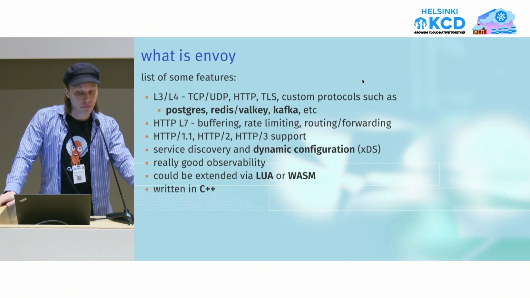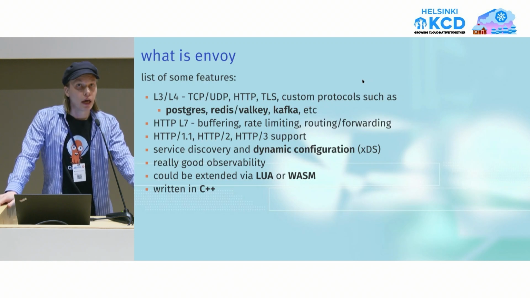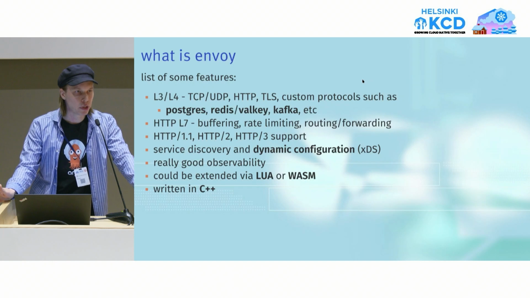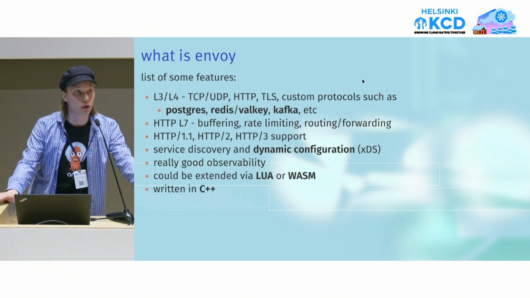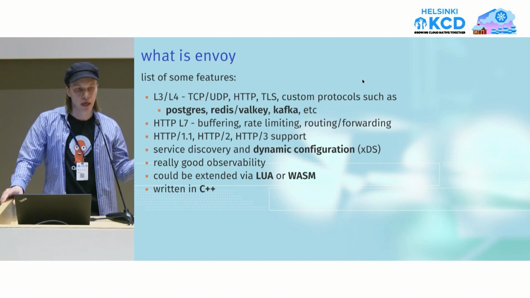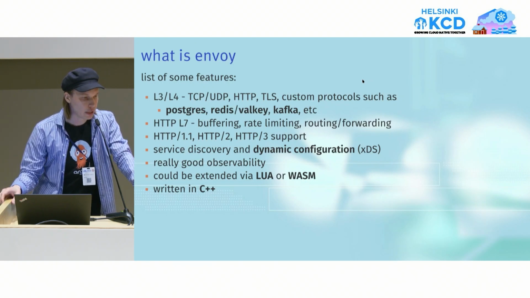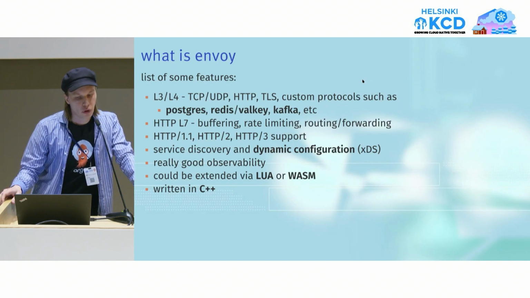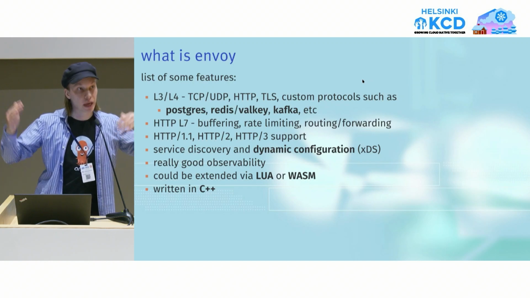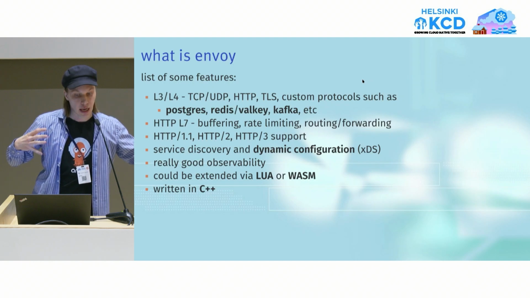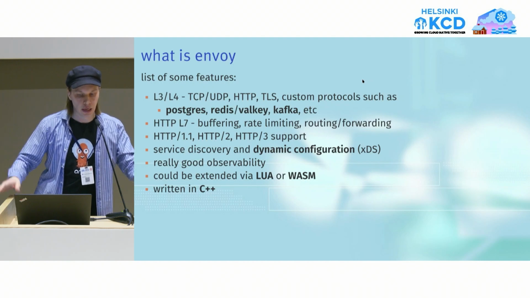There is a list of some features of Envoy. For example, it covers L3 and L4 levels of the OSI model with TCP, UDP, HTTP, TLS, all good stuff. And there are also custom protocols available, for example Postgres, Redis, Valkey, and Kafka. There are a few more, which are actually really important sometimes, because if you proxy your Postgres traffic through Envoy, you will get metrics about the SQL requests and the delays between your SQL client and SQL server, for example.